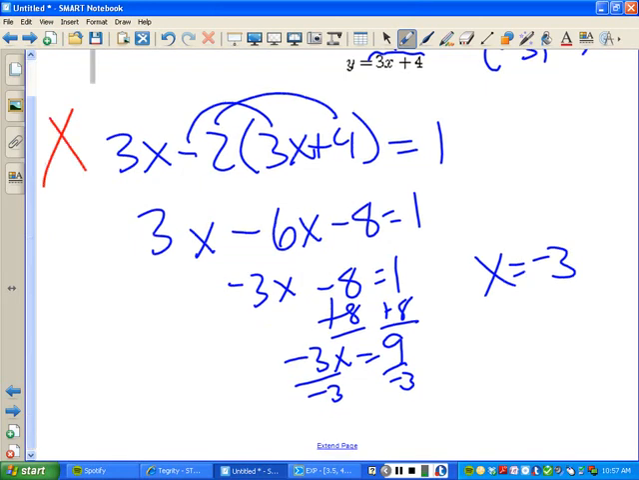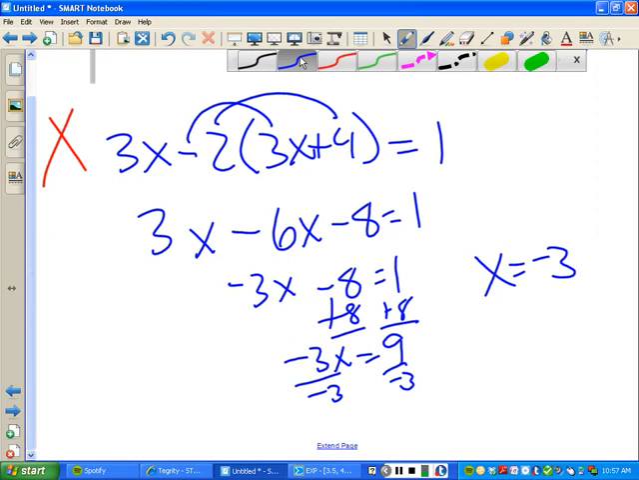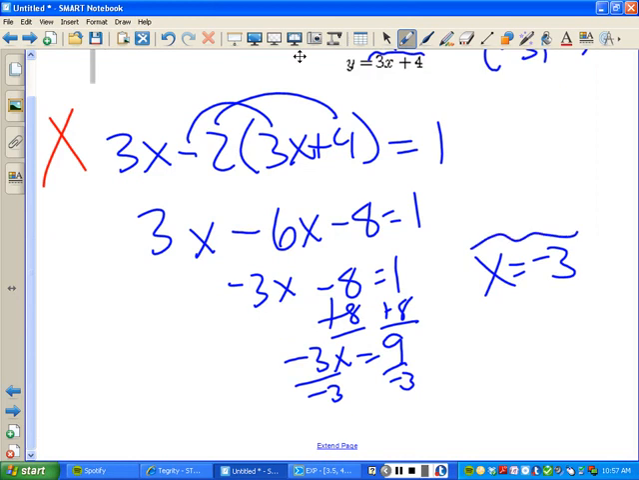Now, x equals negative 3. What's y? 3 times negative 3 plus 4. You're going to plug it in? So are we okay?